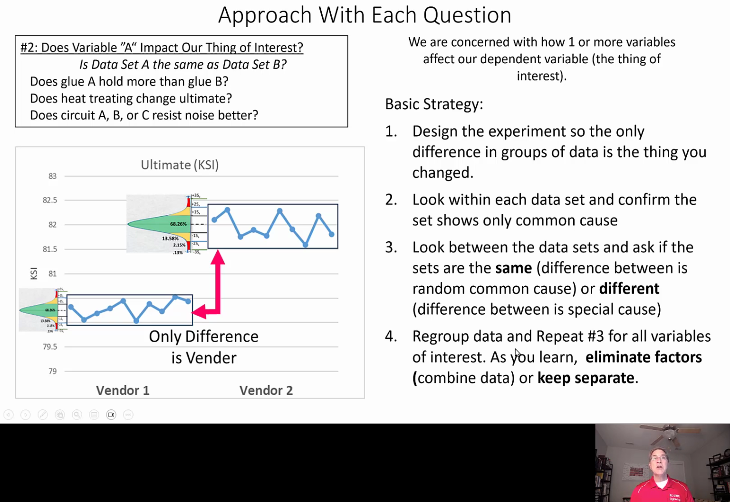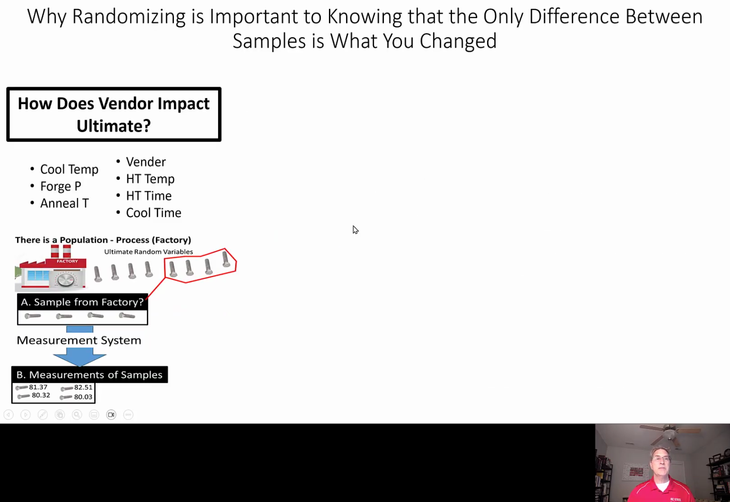And as we learn, we're either going to eliminate factors, meaning we combine the data, or we're going to keep them separate because they really did matter. Okay, one thing we didn't hit when we were talking about this that I want to hit now is why randomization is so important to knowing that the only difference between the two samples is what you changed.